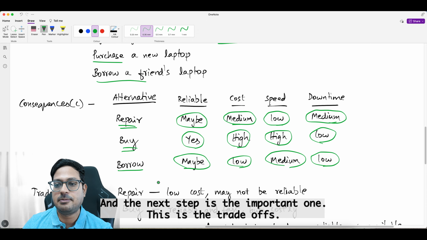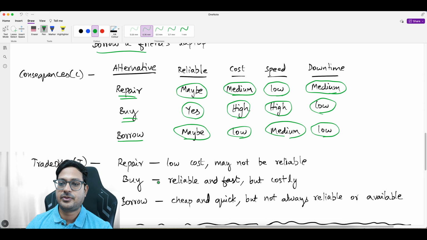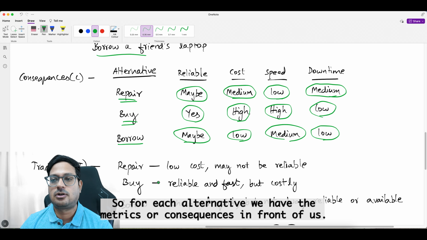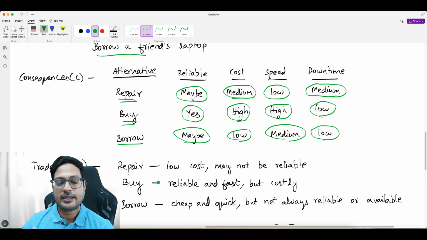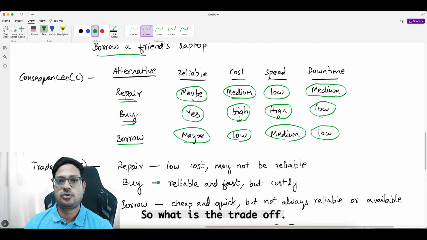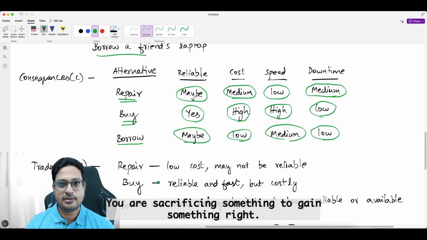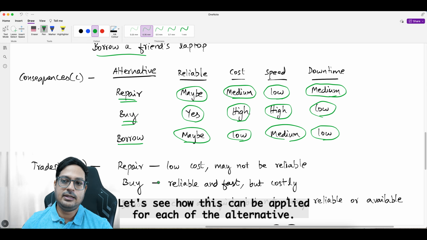And the next step is the important one. This is the trade-offs, right? So for each alternative, we have the metrics or consequences in front of us, and now we want to evaluate the trade-offs. So what is a trade-off? You are sacrificing something to gain something, right? That's what a trade-off means. Let's see how this can be applied to each of the alternatives.